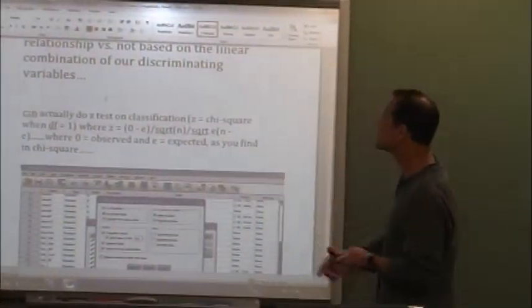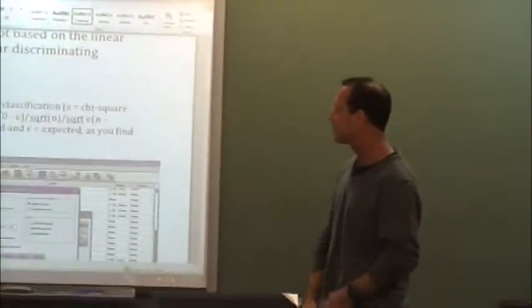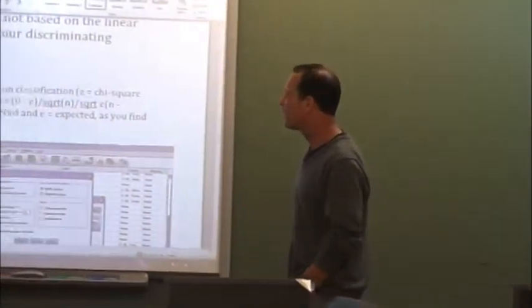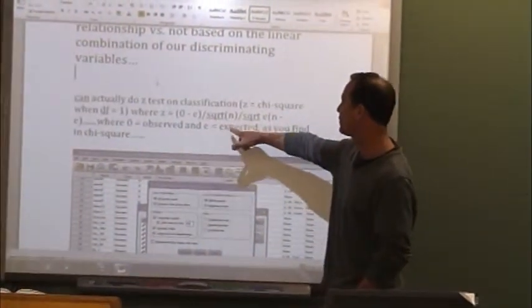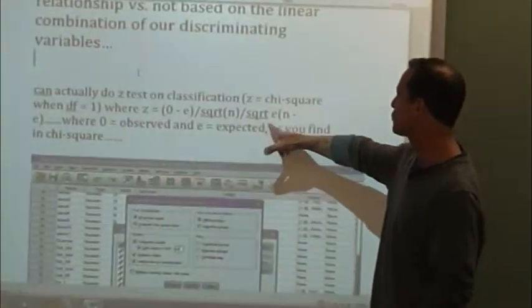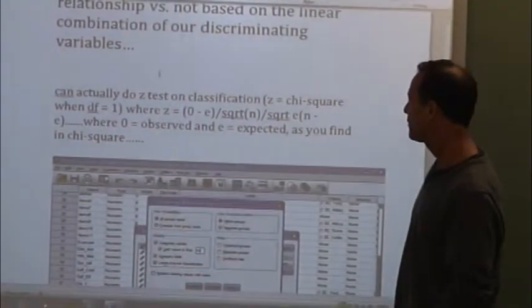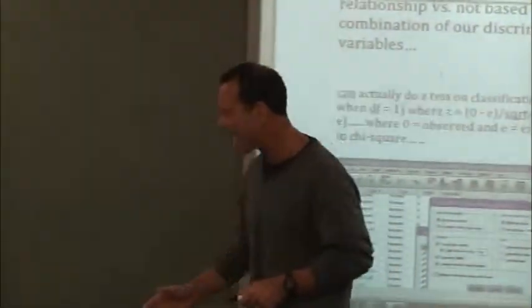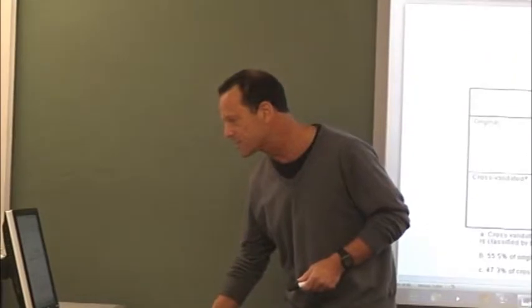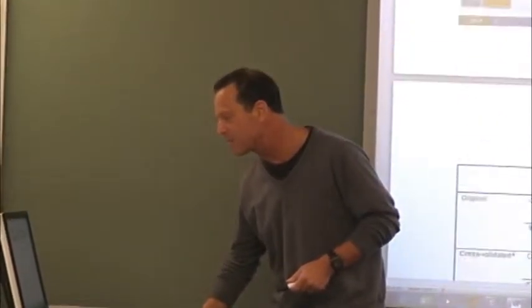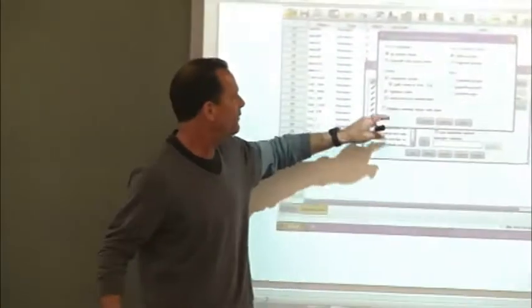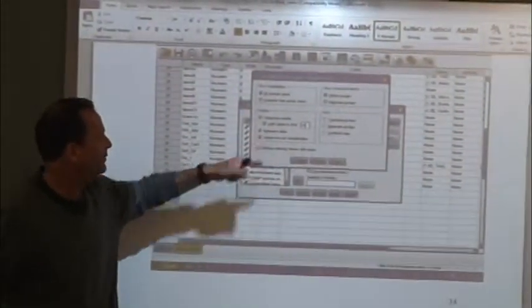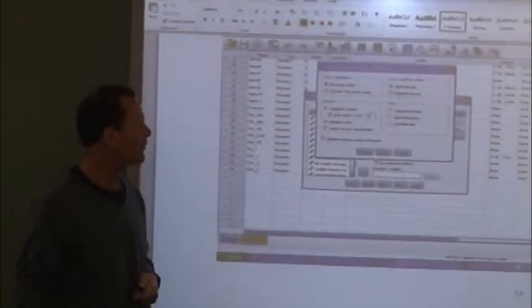You can actually do a z-test in the classification. Z equals chi-square, where z is the observed minus expected over the square root of the sample size and the square root of expected, n minus e. This is just a little formula you can get in chi-square, and you can get a little test of significance. That being said, everybody, I would like you also to avail yourself of the leave one out classification under display. When you get into classification, I want you to also double click on leave one out.